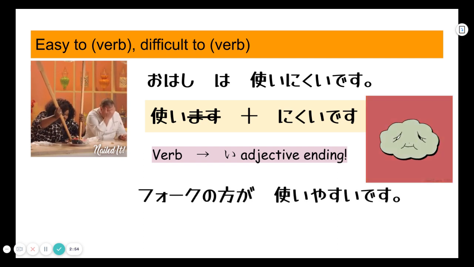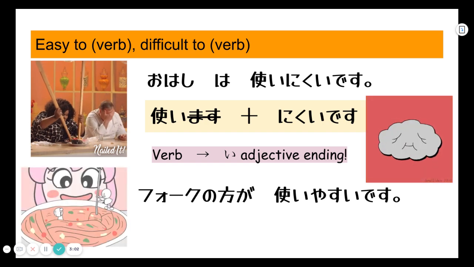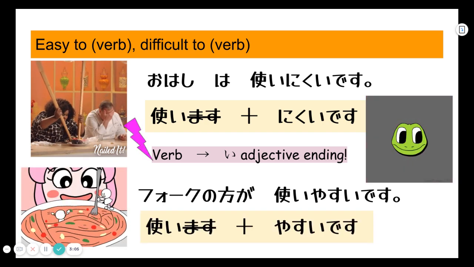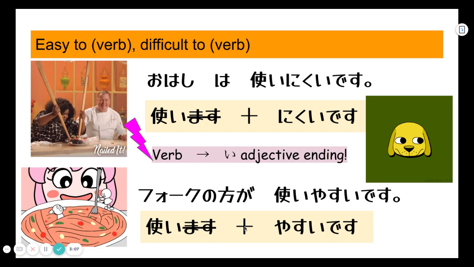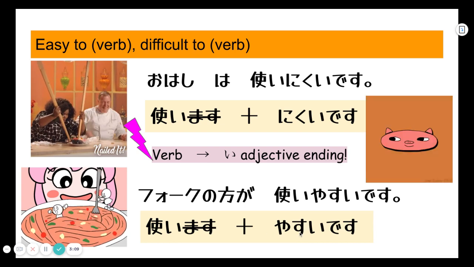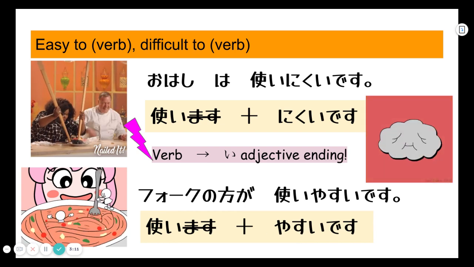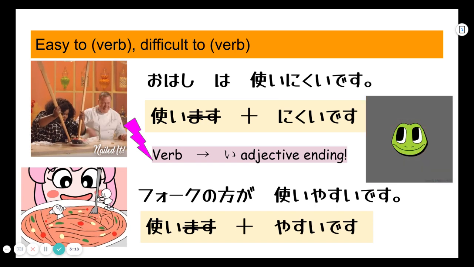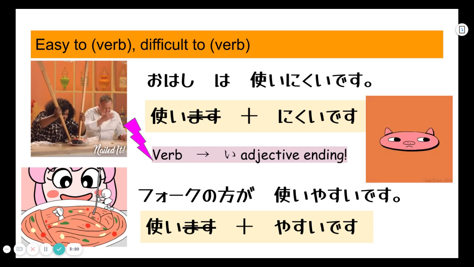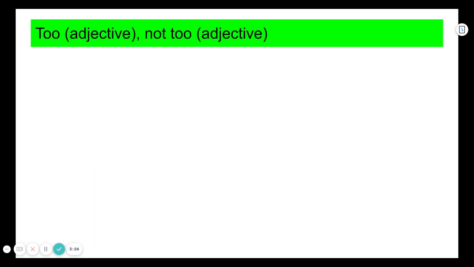Let's try to do one more. フォークの方が, this kanji is 方, the choice. Fork, the choice of using the fork. 使いやすいです. So once again, 使います turns into 使いやすい. So やすい is easy, not cheap, okay? In this case, it means easy to use. Morph alert, morph alert. So, yeah, 使います turns into an い adjective.